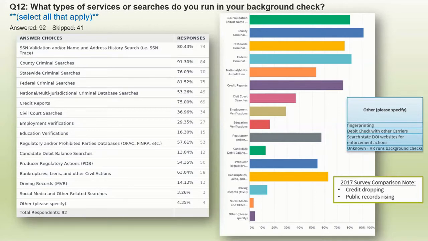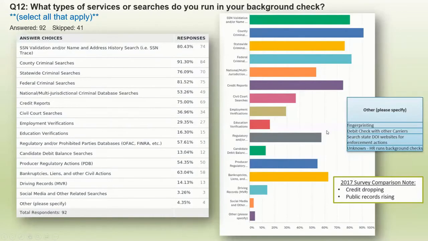Education and employment verifications stayed relatively flat, but we did add a couple other items that will be demonstrated on the next screen. Another thing I do want to mention is fingerprinting. Some folks responded that they run debit checks with other carriers, and there are certain platforms out there that house that type of information. So that seems to ebb and flow year after year, and I didn't see any specific trending worth noting this year.